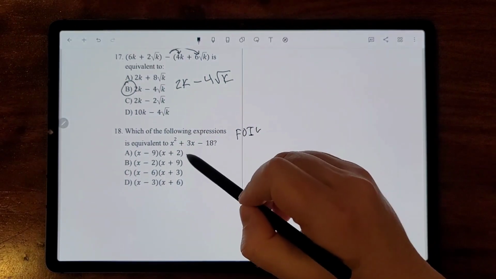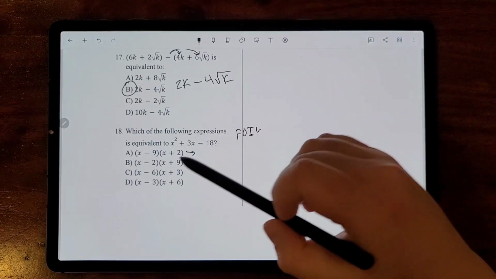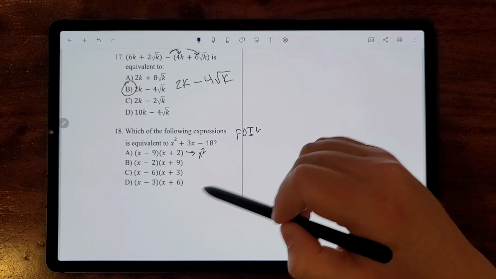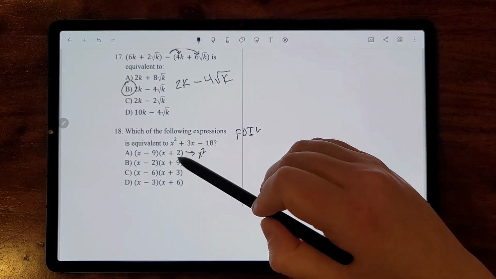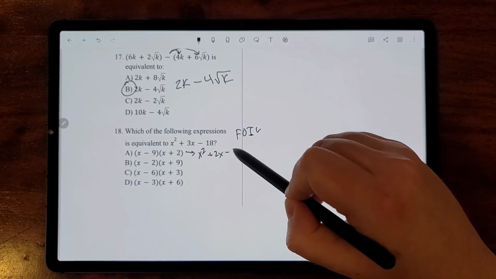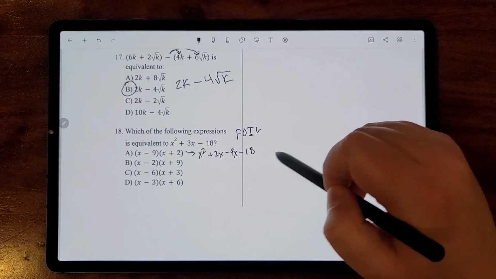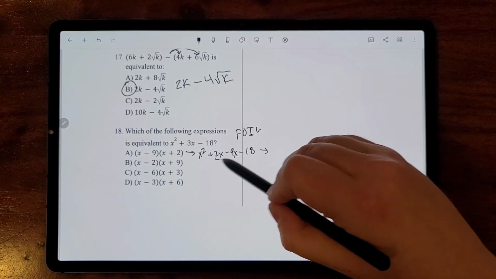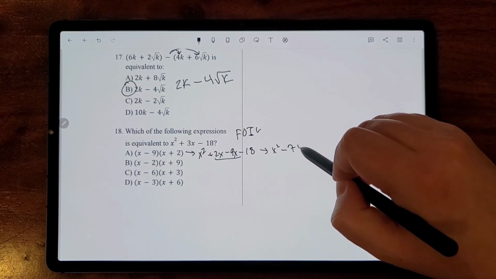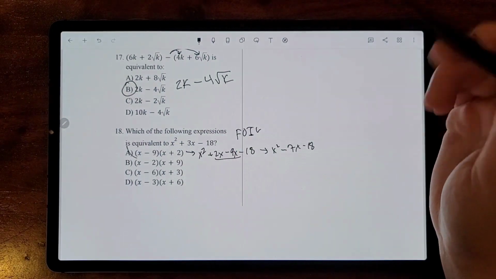Now, I usually do this in my head, but for the purposes of this video, I'm going to do it all out. So for answer choice A, I'm going to foil it. The first thing times the first thing would be x squared. And then outer, 2 times x, 2x. Inner, negative 9 times x is negative 9x. And then the last things multiplied, negative 9 times 2, negative 18. So when I simplify this and combine my like terms right here, I'm going to get x squared minus 7x minus 18, which is not what we want, so it can't be A.